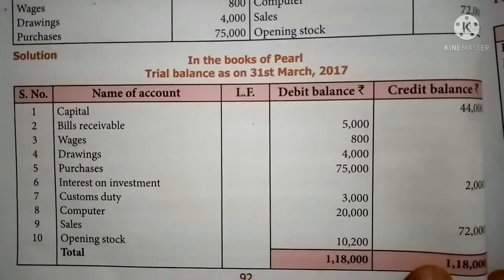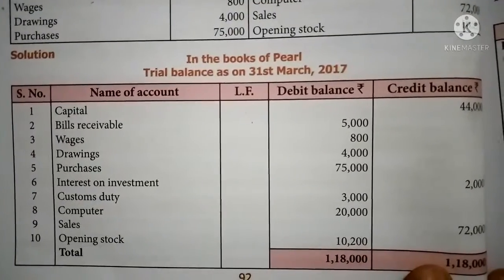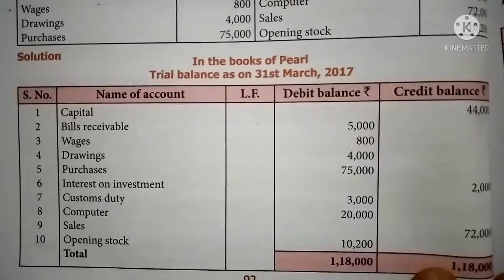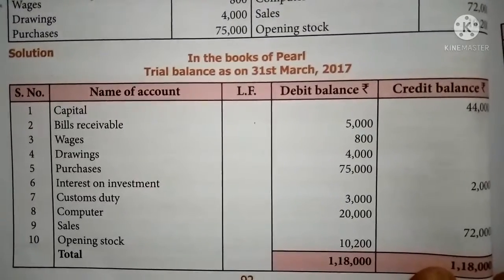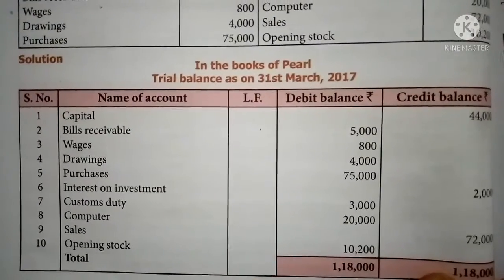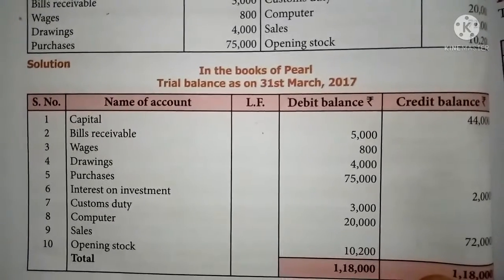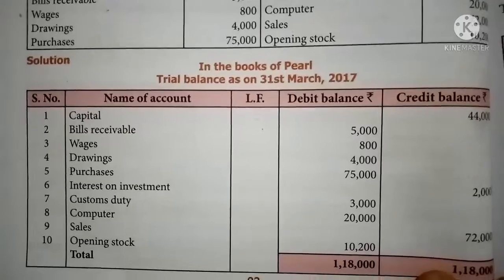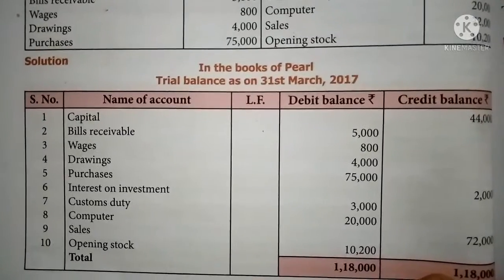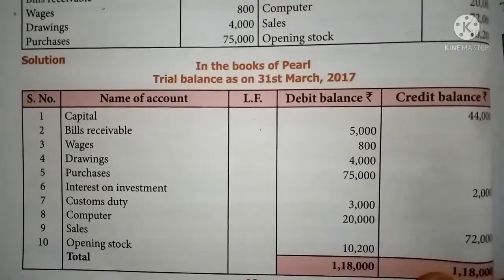Serial number column, name of the account or particulars column, LF ledger folio, debit column and credit column. Debit balance in one column, credit balance in one column. So this is a specimen of the necessary columns for preparation of a trial balance.